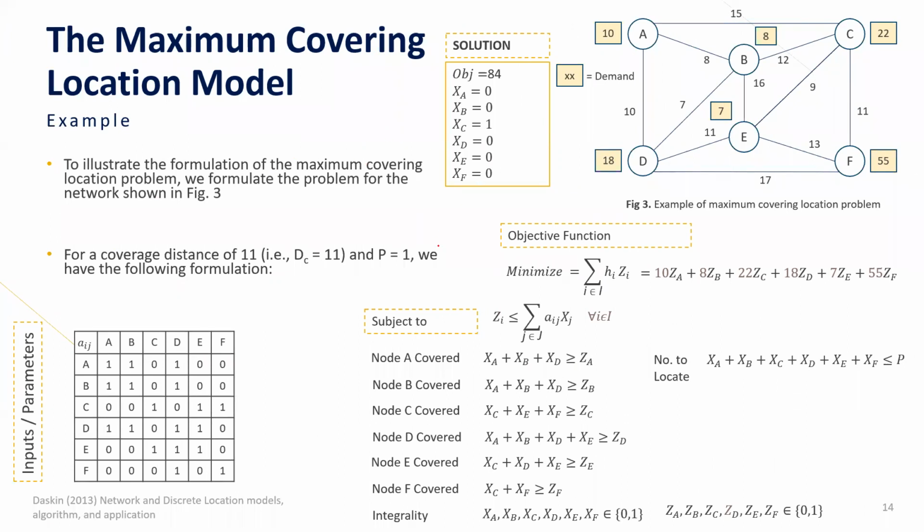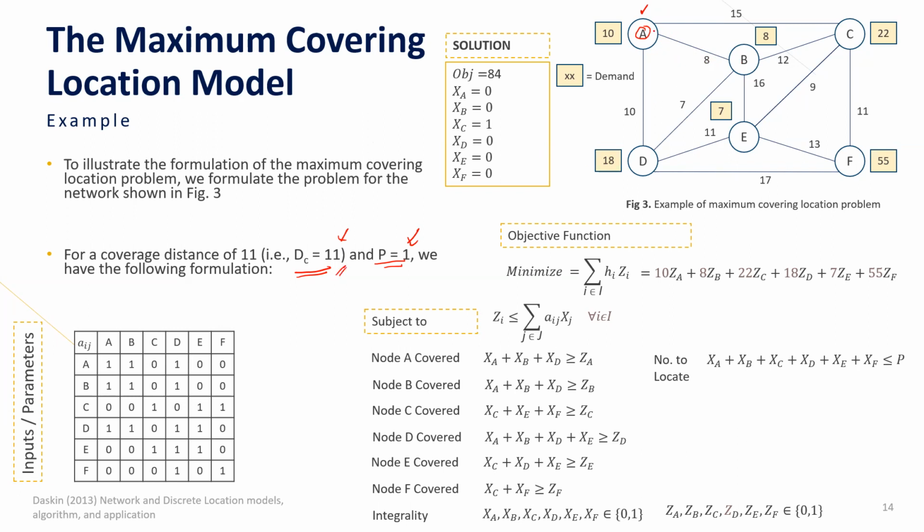Here P equals 1 means you are asked to open one facility. If this becomes 2, then you are asked to open 2 facilities. And DC is the distance coverage. It equals 11. It means that you will consider a node covered by a facility if the distance is less than 11. For example, if I select A as the facility that I want to open, you can check which other nodes have distance less than 11.